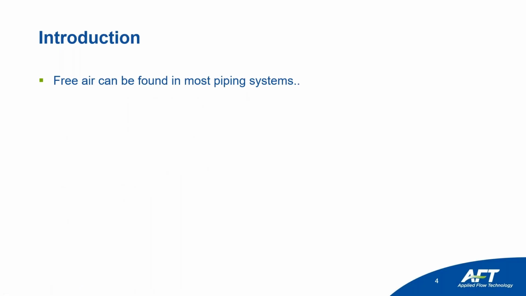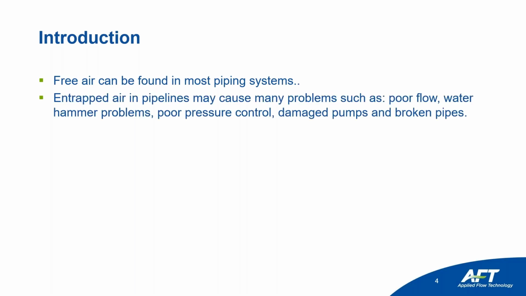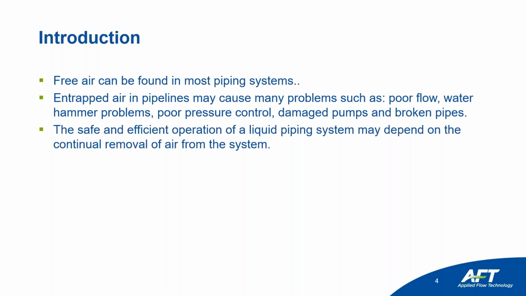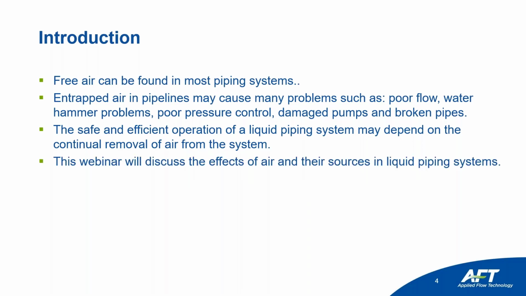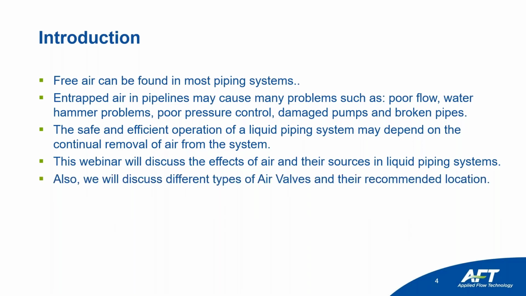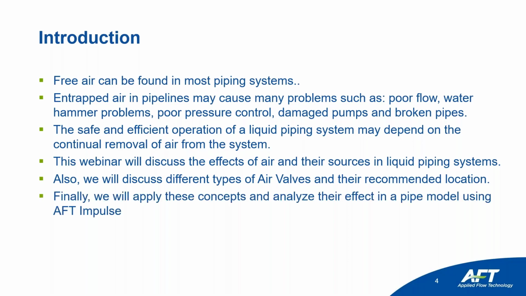So we know that free air can be found in most piping systems. And trapped air in pipelines may cause many problems, such as poor flow, water hammer problems, poor pressure control, damaged pumps, and broken pipes. The safe and efficient operation of a liquid piping system may depend on the continued removal of air from the system. You cannot let the air accumulate there, and we'll see the problems that would cause. So in this webinar, we'll discuss the effects of air and its sources in the piping system. And also we'll discuss the different types of air valves and their recommended location according to the AWWA C512 standard. And finally, we'll apply all these concepts and analyze their effect in a piping model using AFT Impulse.